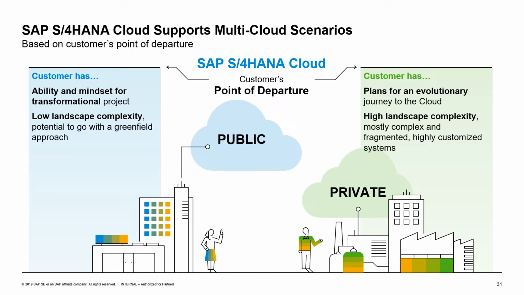So on the left in blue, the customer here has the ability and mindset for a transformational project, the low landscape complexity, and a potential to go with a greenfield approach. That will lead your decision and recommendation for your customer to go public. If your customer's point of departure has plans for an evolutionary journey to the cloud, or they have high landscape complexity, they're mostly complex and fragmented, they might have highly customized systems, well, that would be a recommendation to look at S4HANA Cloud Private.